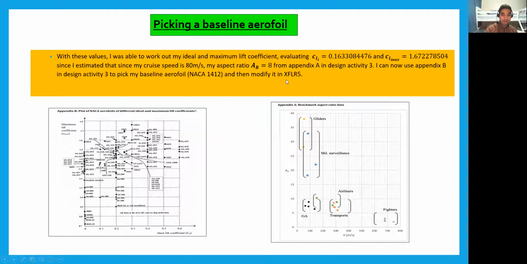By benchmarking again, I was able to work out my aspect ratio as 8, which helped me work out these two values, ideal lift coefficient and max lift coefficient, which helps me pick my baseline airfoil, which is NACA 1412, and I can modify it in XFLR5.